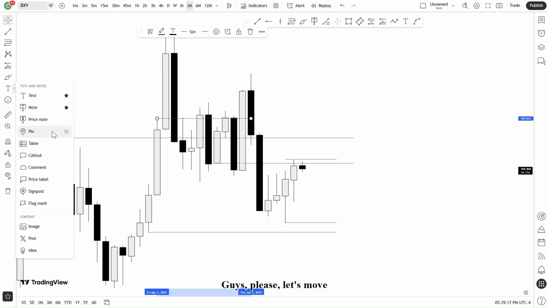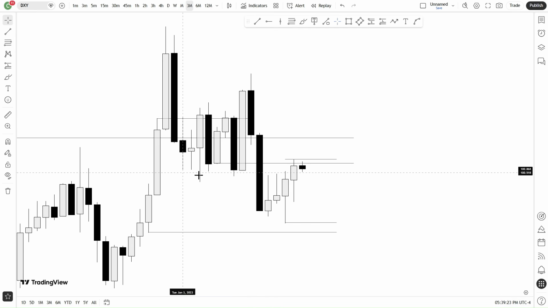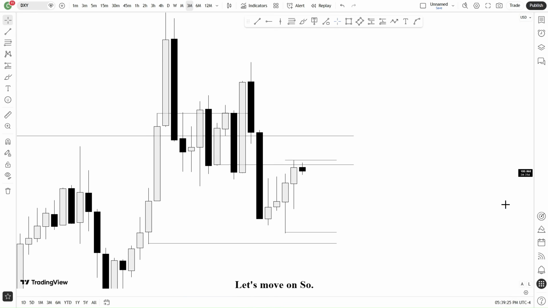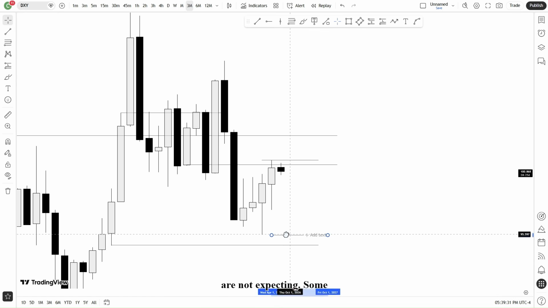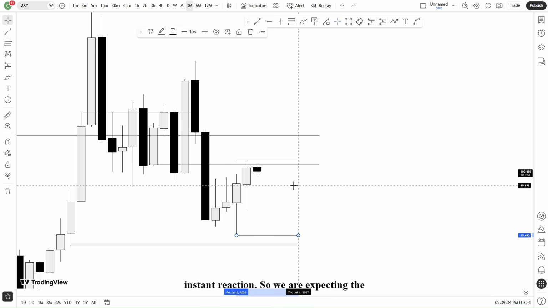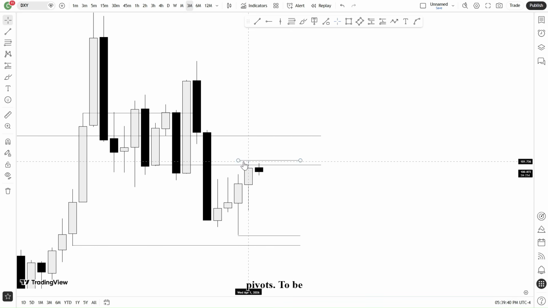Guys, please let's move on. So we are currently within this gap, but we are not expecting some instant reaction. So we are expecting the dynamics of price within this pivot to be a complex dynamics, right?